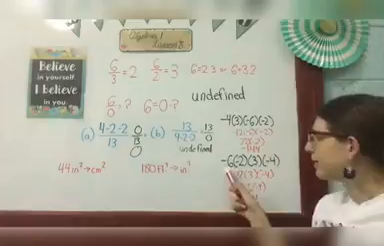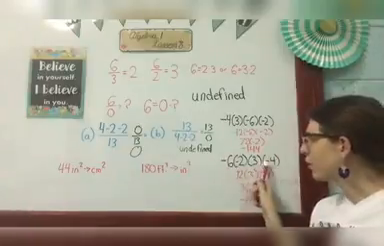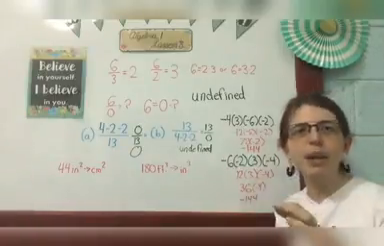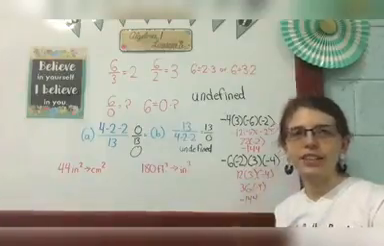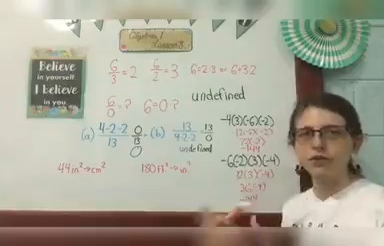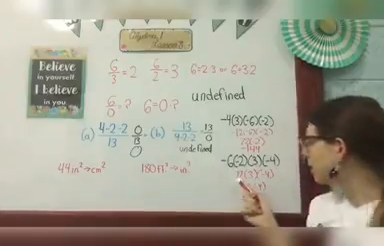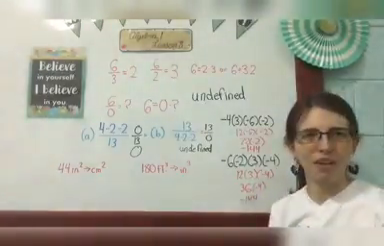You could also just multiply your numbers, then count your negative signs. If you have an even number of negative signs, your answer is positive. If you have an odd number of negative signs, your answer is negative. If you feel unsure about doing that, just multiply across like this and use the rules you already know.